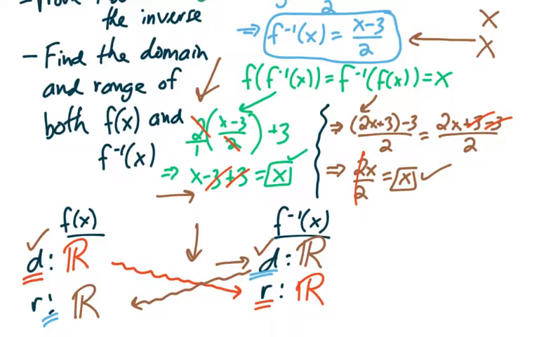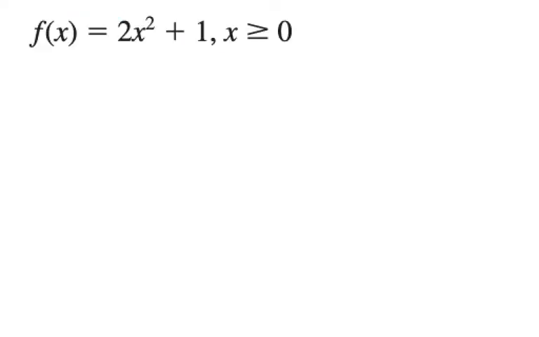Okay, now let's do one more problem. This one's a little bit more involved, but can we do all three steps again? I want you to find the inverse. I want you to prove they're inverses. And I want you to find the domain and range of both the original and the inverse. Do you want to pause the video and try on your own? Great, or if you just want to follow with me, we'll do it together.